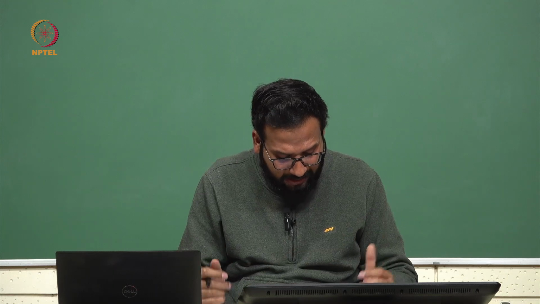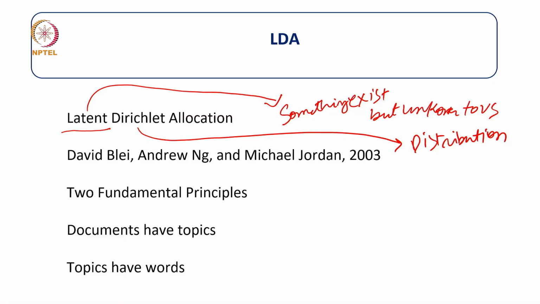What is allocation? Allocation, based on the distribution of topics and words, means allocating the topics to documents and words to topics. It was given by David Blei, Andrew Ng, and Michael Jordan in 2003. In simpler words, we aim to identify the topics and the words of each topic that are present in the text data, and after identification we label each document with the topics.